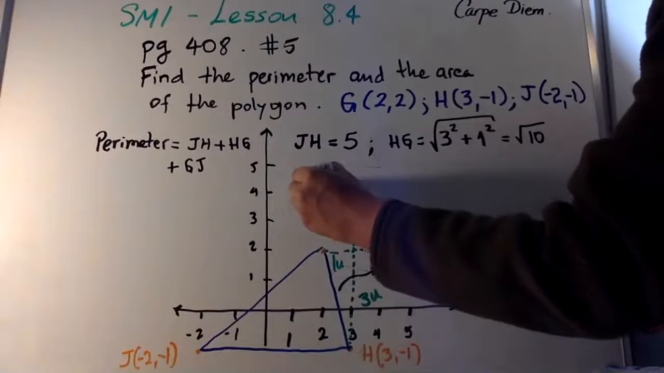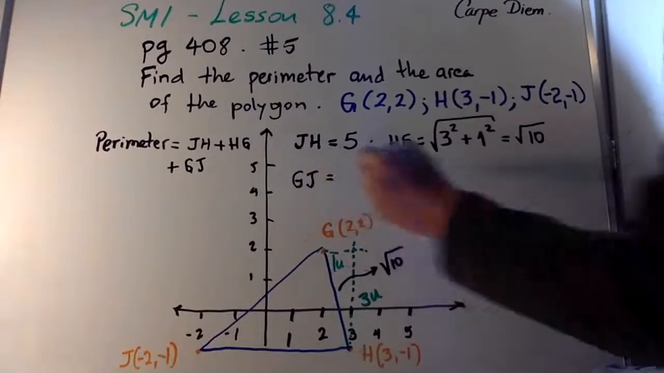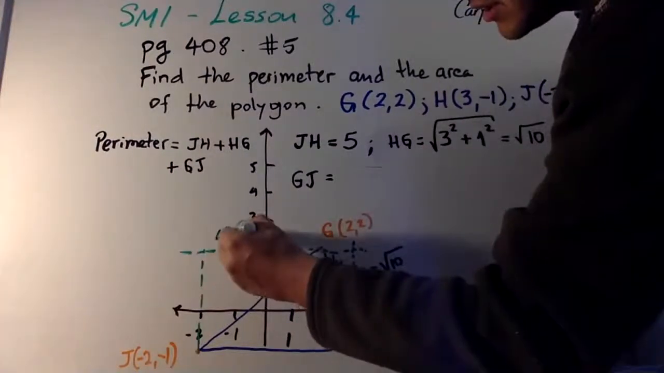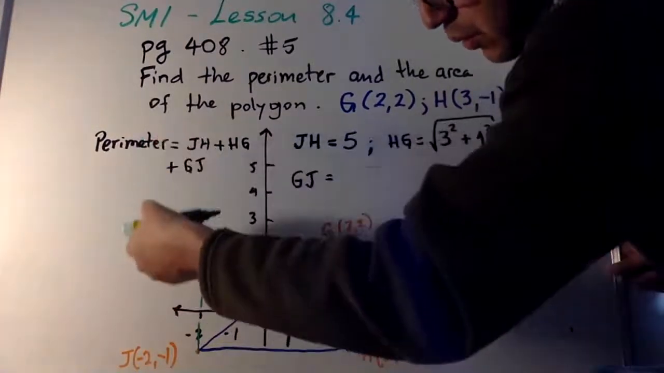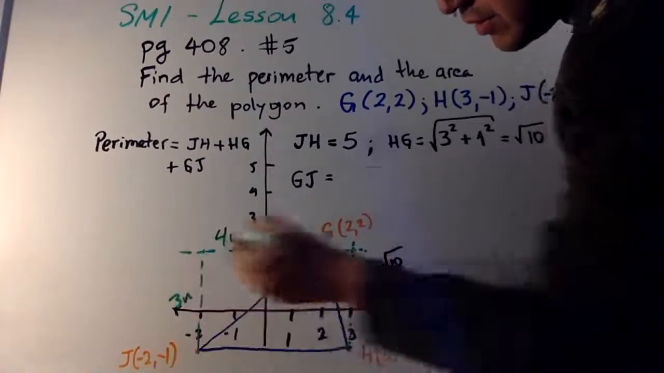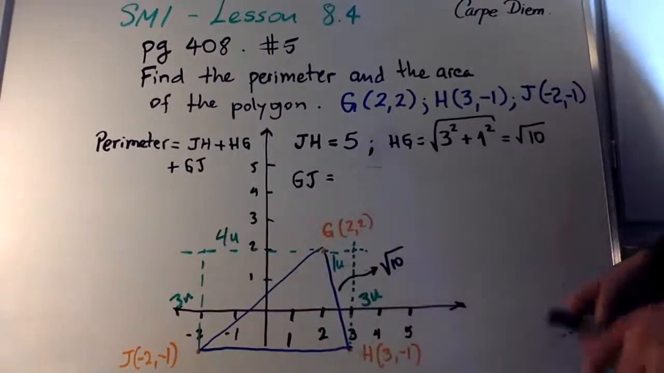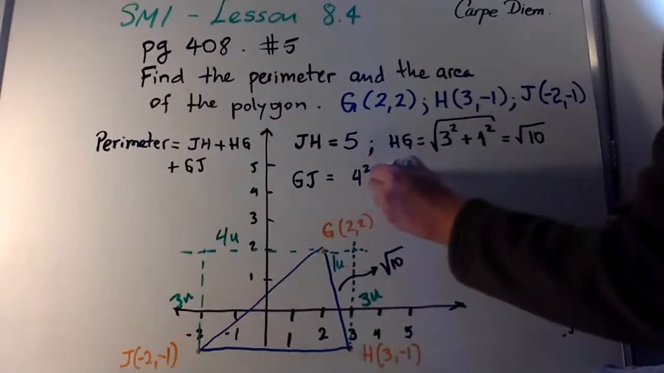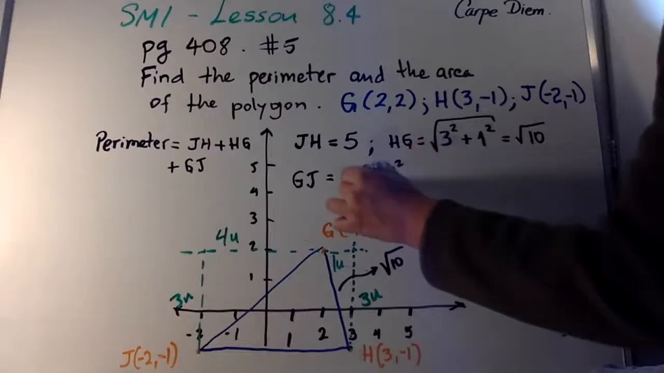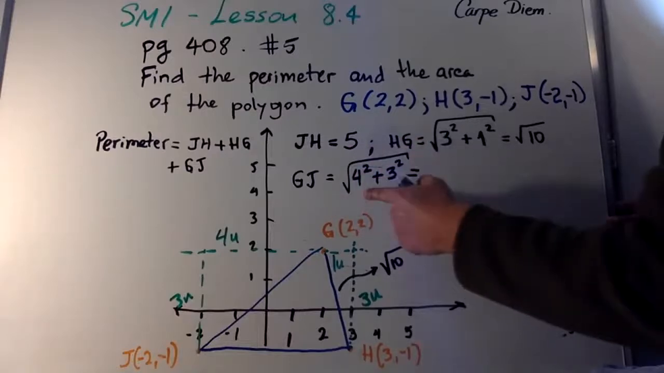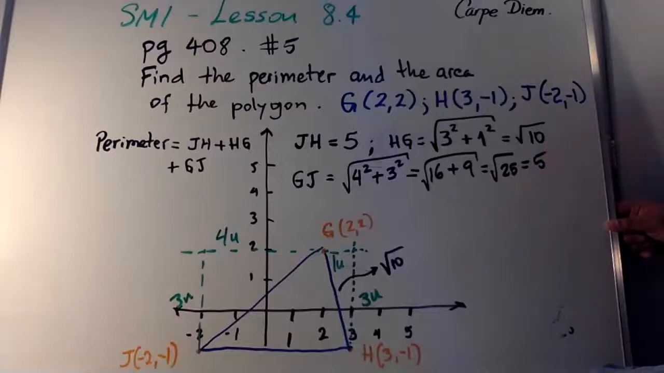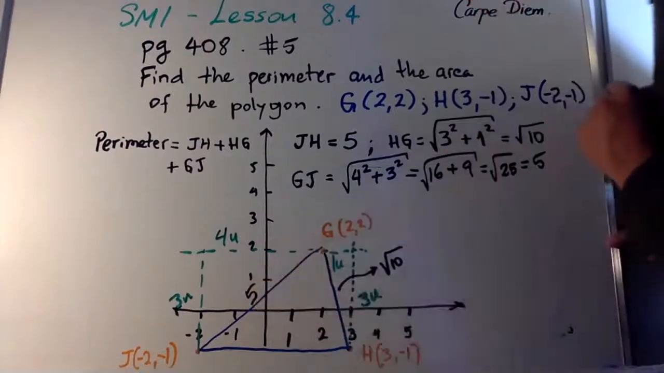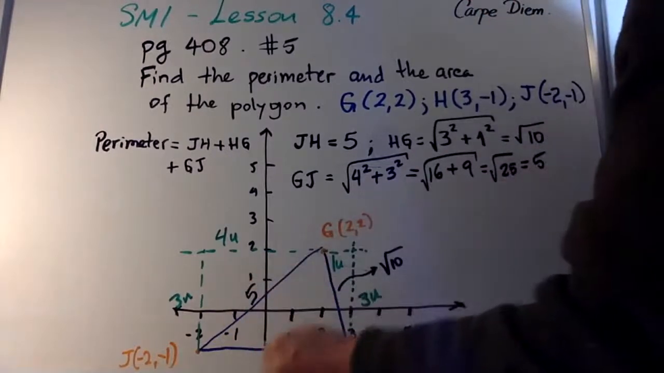GJ. So for GJ, I need to know how many steps you have to go to the left, and then you go 1, 2, and 3 units down, all right? So this is going to be easier because you do 4 units, you square that, and then 3 units, and you square that, and then you take the square root, which is 5, and I'm good with that. So this is a 5. This is also a 5.